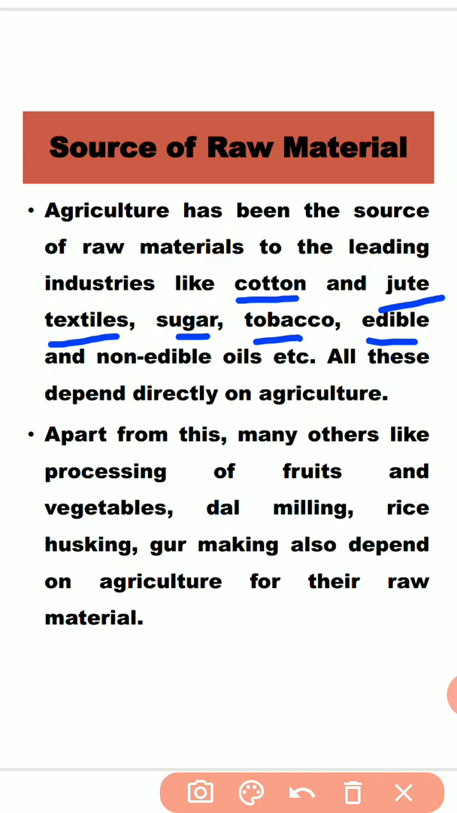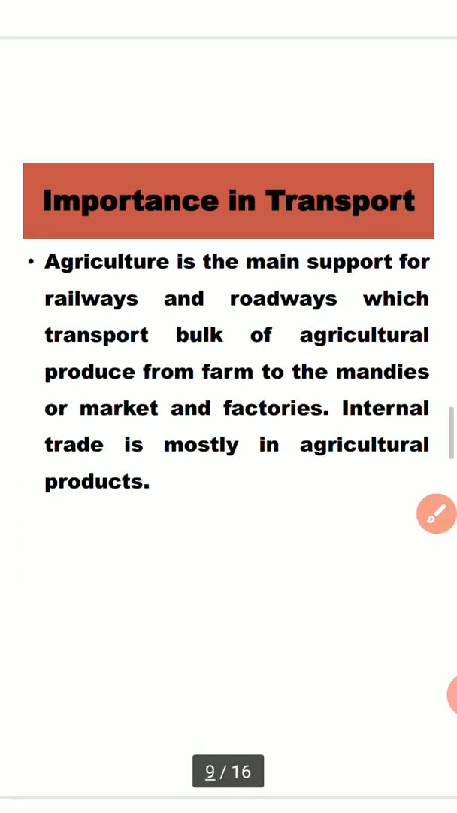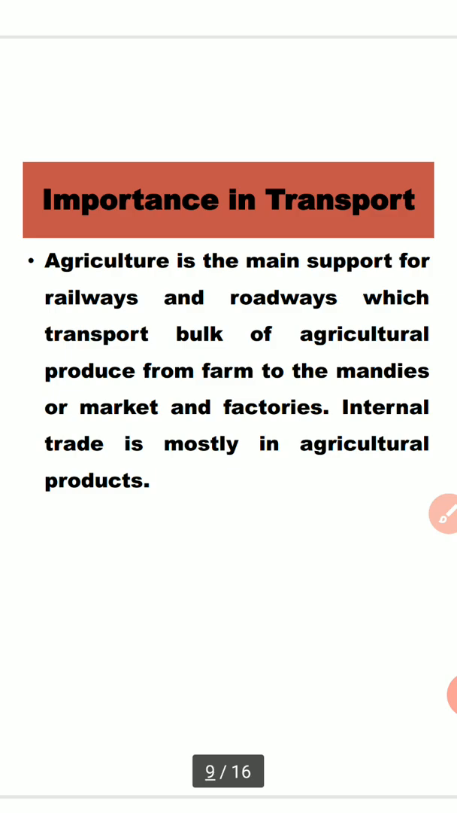Besides that, many other food processing industries get their raw material from the agriculture sector only. This way, agriculture plays a dominant role in providing raw material to all those agro-based industries.